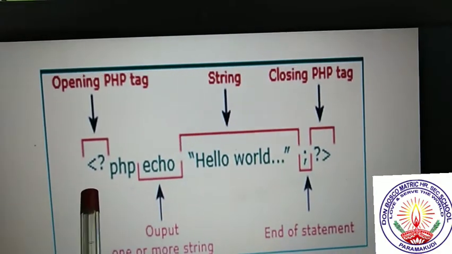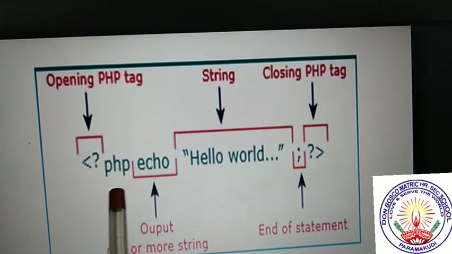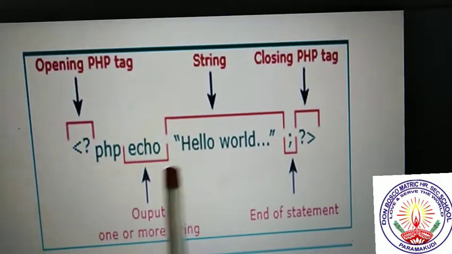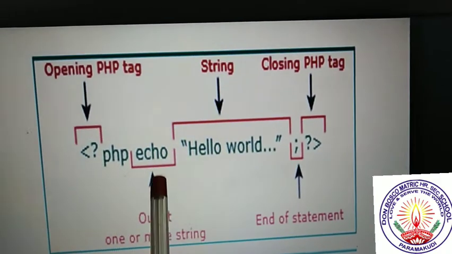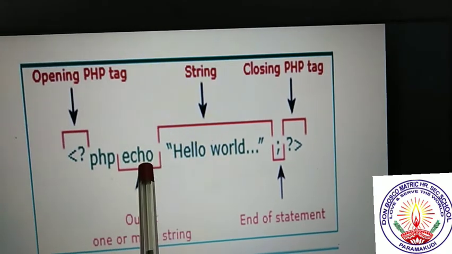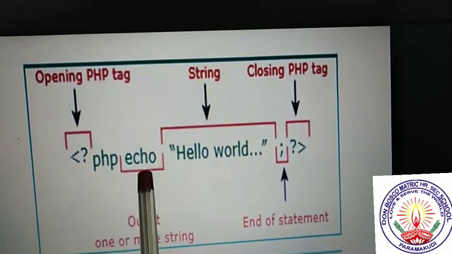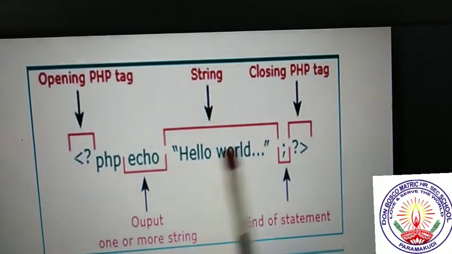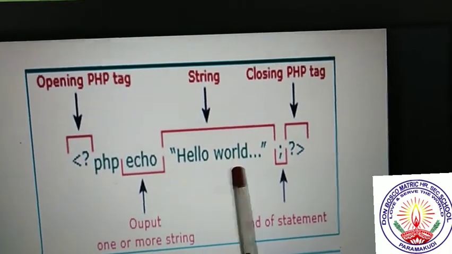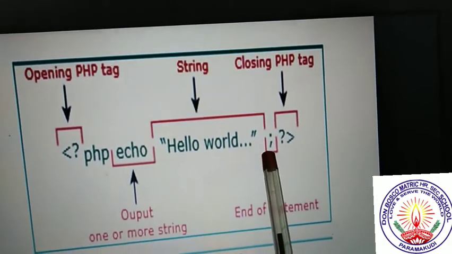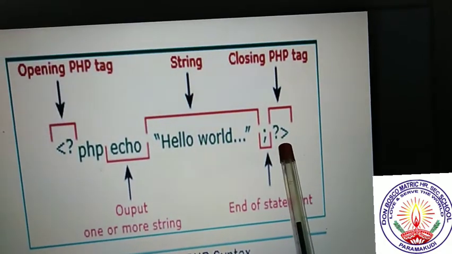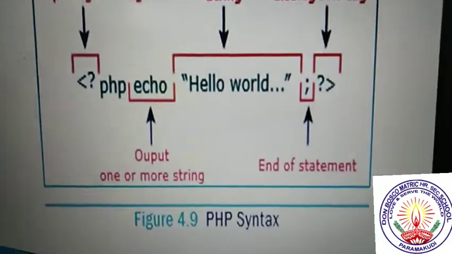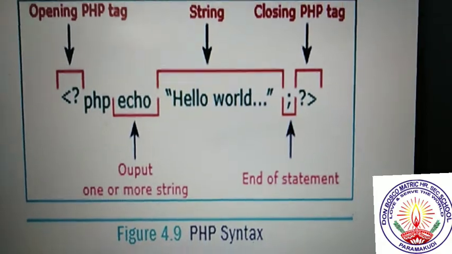Less than question mark PHP at the start is the opening PHP tag. Echo displays the message output of one or more strings. To print a message in PHP we use echo, and any string is typed in single or double quotes. At the end of the statement put a semicolon, and close the PHP tag with question mark and greater than symbol. So this is the default syntax of PHP.